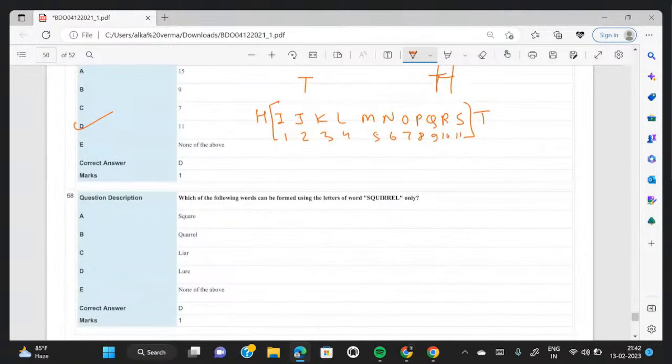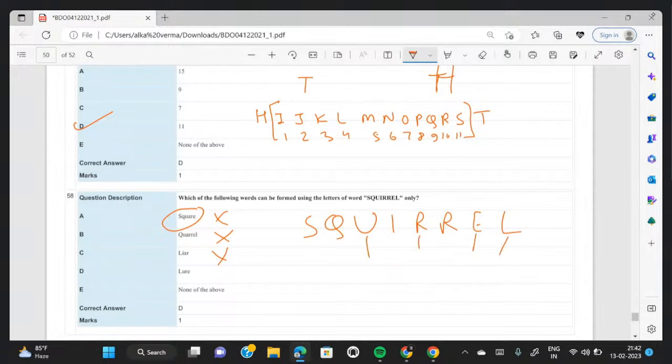58. Which one of the following words can be formed using the word squirrel? Squirrel. Now, square, there is no A. Wrong. Quarrel, there is no A. Wrong. Liar, there is no A. Wrong. Lure. Right answer. See, it was very easy. When I am explaining, how much time did I take for this question? Hardly 15 seconds. How much time did I take for this 58 question? Hardly 10 seconds. So questions are very easy, provided you do it in that way.